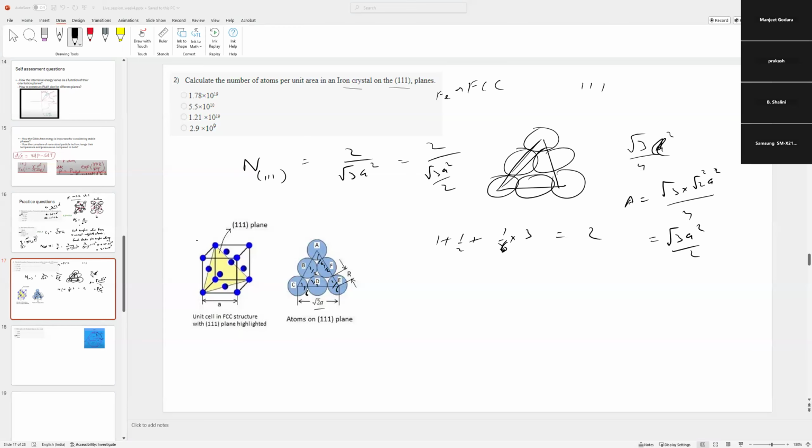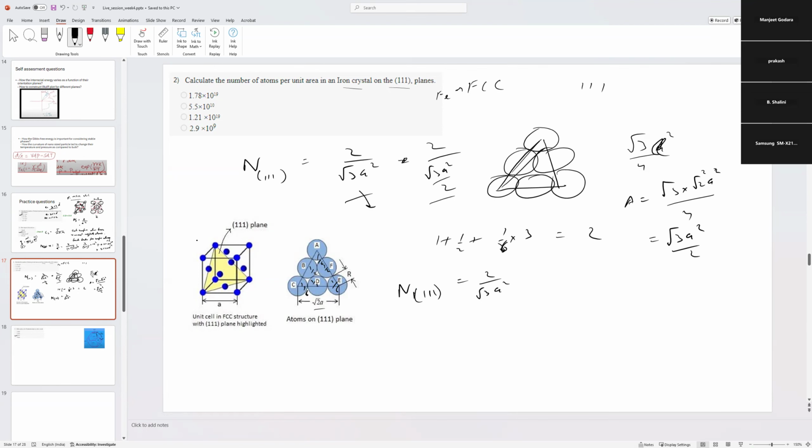If you use primitive rhombus, then you get this value. And if you use hexagonal planes, you cut it, then you get this value. So this is a more commonly used formula for the number of atoms in one plane: 2 over root 3 a squared.